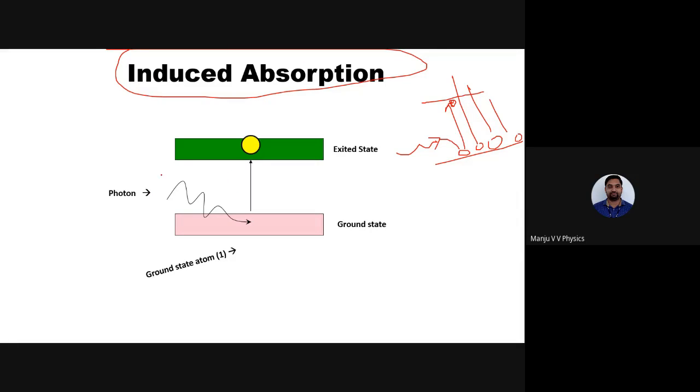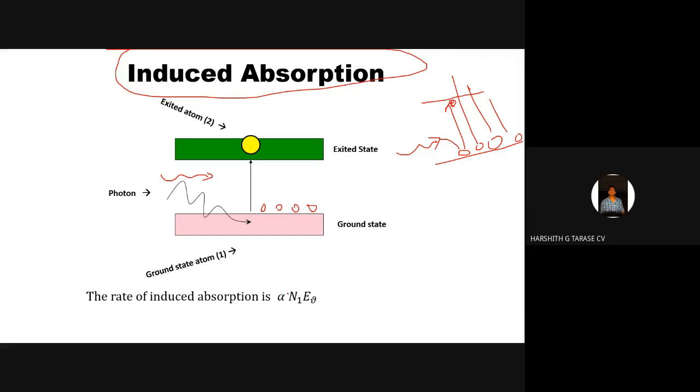One is the incident energy you are passing, and the other is how many atoms are in the ground state. Will you all agree with this? The rate of absorption is directly proportional to N1. What does N1 indicate? Number of atoms, number of electrons. Yes, correct. Generally we say atom, but actually it is electron. N1 is the number of atoms or electrons in the ground state.